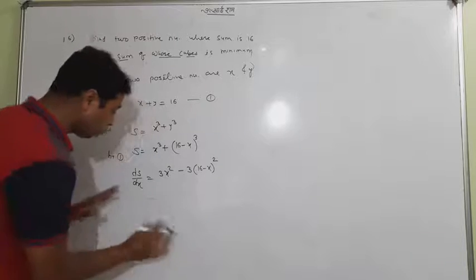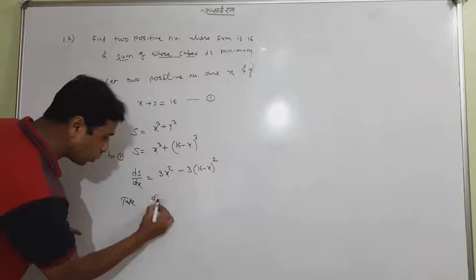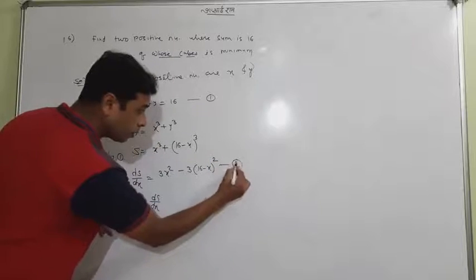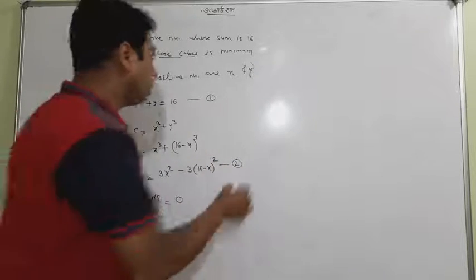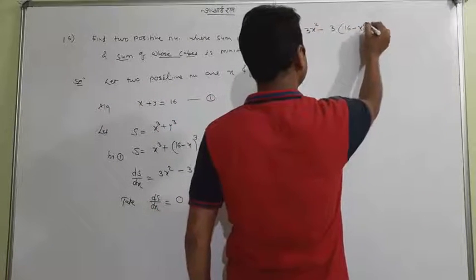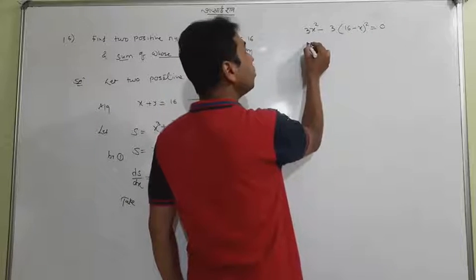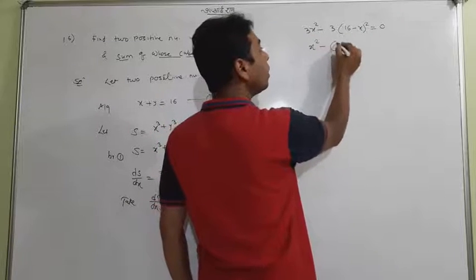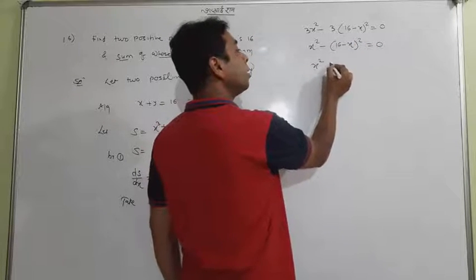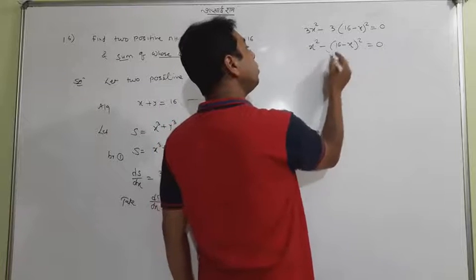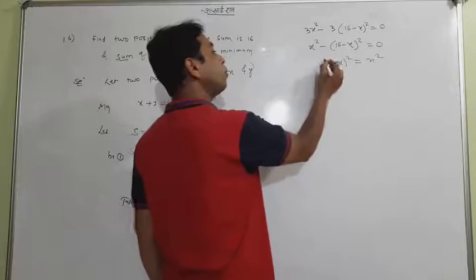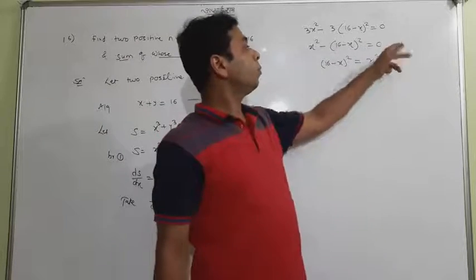That is enough. Okay, now take as usual dS by dx equal to 0. Then 3x square minus 3 into 16 minus x whole square equal to 0. Then divide by 3: x square minus 16 minus x whole square equal to 0. Then I want to transfer that term, so 16 minus x whole square equal to x square. You understand that both are going to be positive. Do transfer, both will be positive.